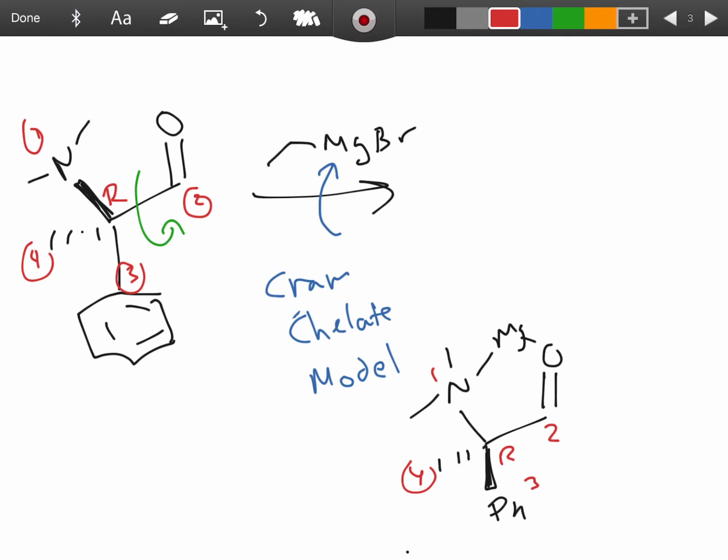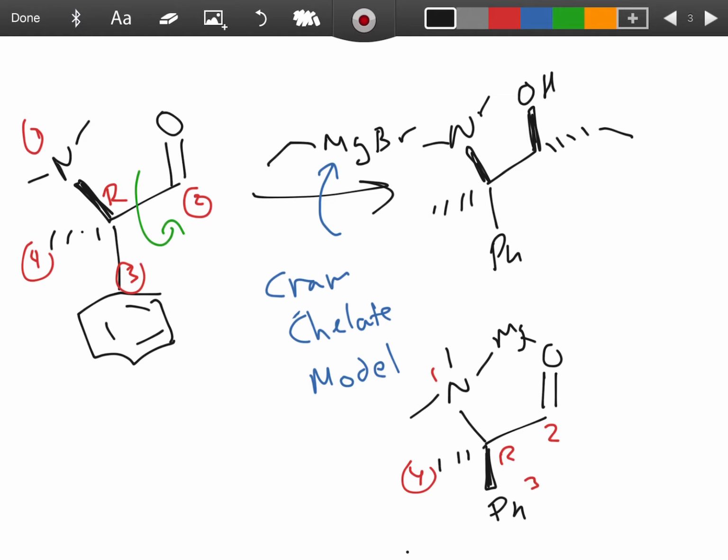So when you're done, you're going to end up with, if your nucleophile comes from the back, it's going to push your oxygen forward, and then you're going to have something like that. So you can use your model to kind of predict what you're going to end up with.